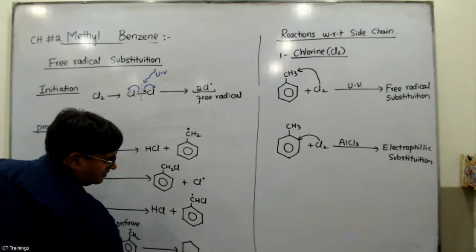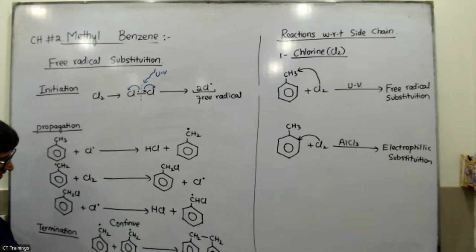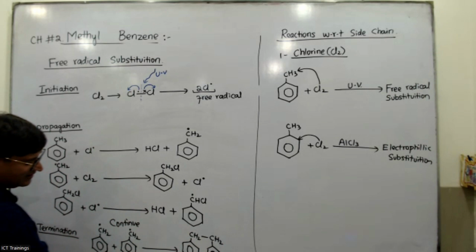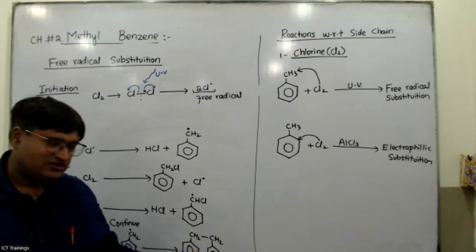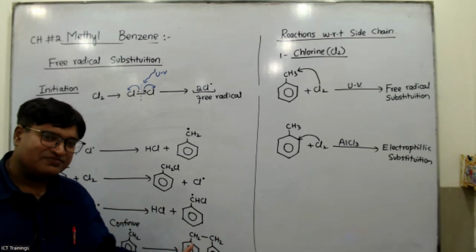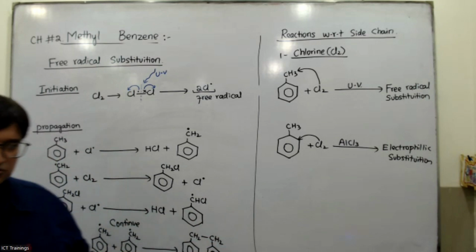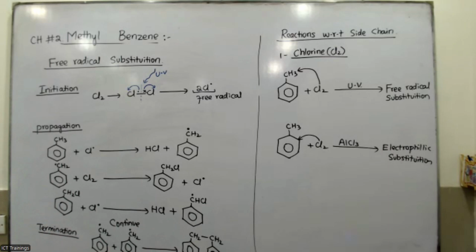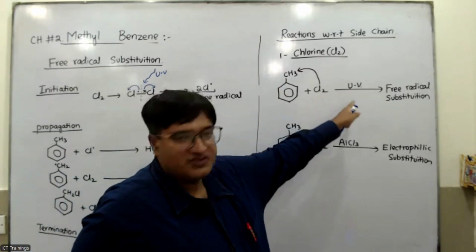So this is benzene CH2CH2 benzene again. And just like that, a Cl free radical could join with a Cl free radical to form Cl2. So you can get these products in the termination step. Two benzene groups are present in one compound. So this is the termination step, but this whole reaction, free radical substitution, takes place when you have chlorine and UV light.